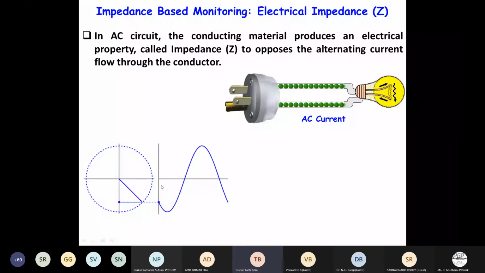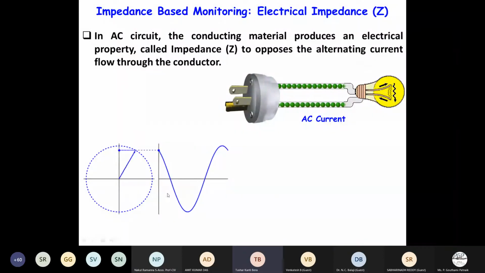And generally those signals are generated in power plants in the form of sine waves. So sinusoidal waves will be generated. Voltage will be a sine wave, and current will also be a sine wave. And if the material is resistive, there will be no phase displacement. If the material has some capacitive or inductive property, definitely there will be phase displacement. I will explain the phase very briefly.